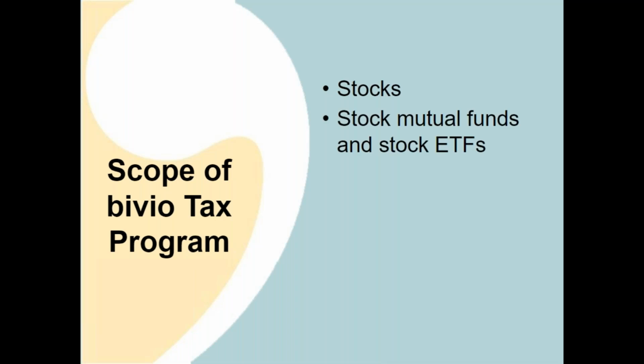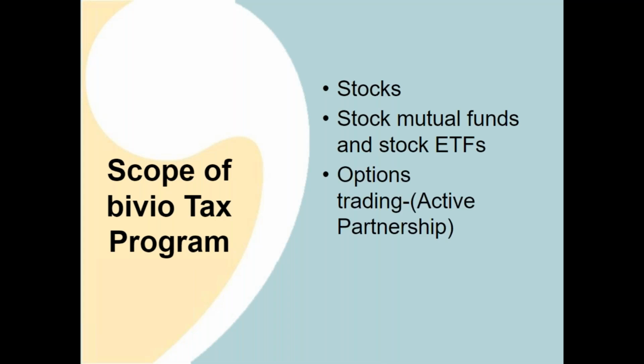It is important to understand that different types of investments have different types of tax reporting requirements. bivio is designed to let you have a simple way to have an investment club and easily comply with tax requirements. Because of this, the types of investments you can own in your club are limited. bivio is only designed to do the accounting and tax preparation for clubs holding certain types of investments. Basically, these are publicly traded stocks and stock mutual funds and stock ETFs, exchange traded funds.